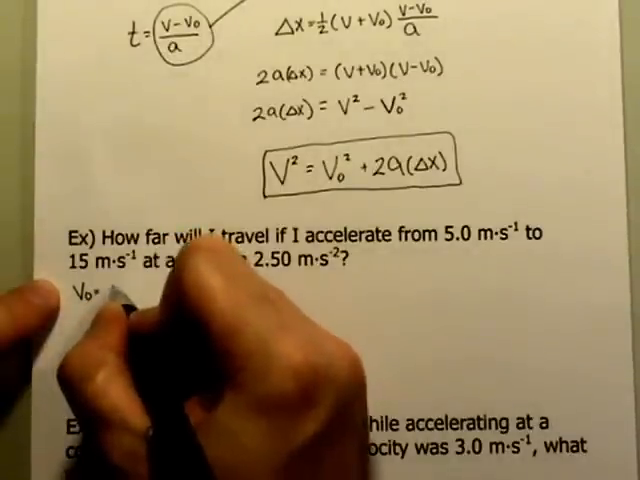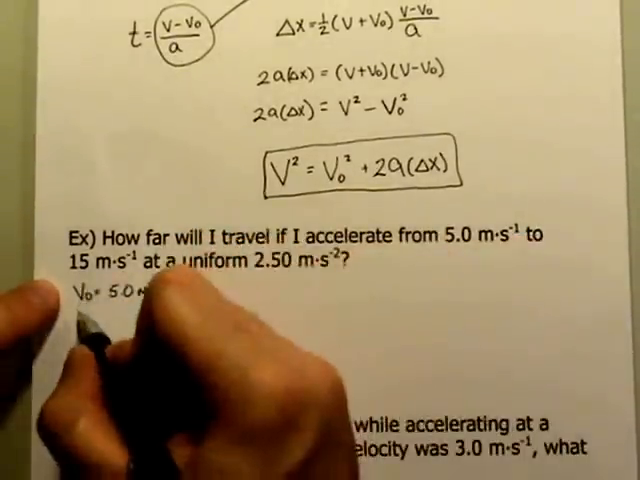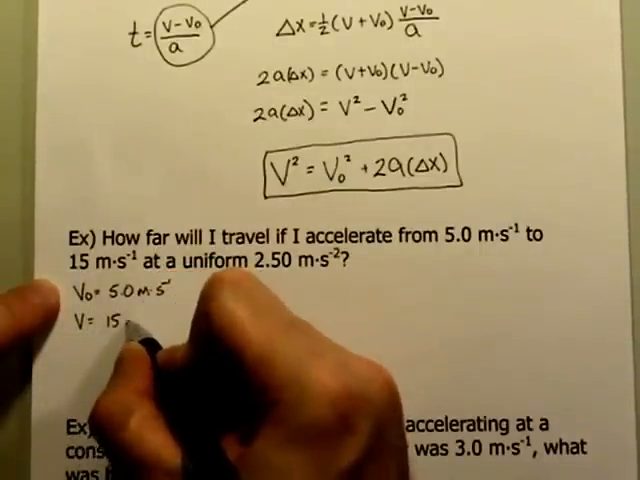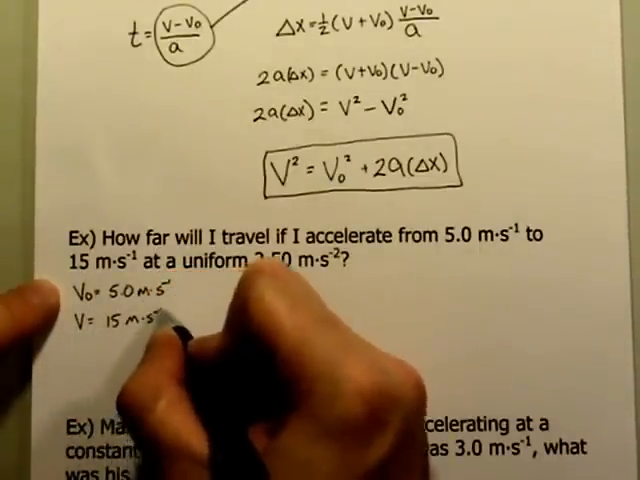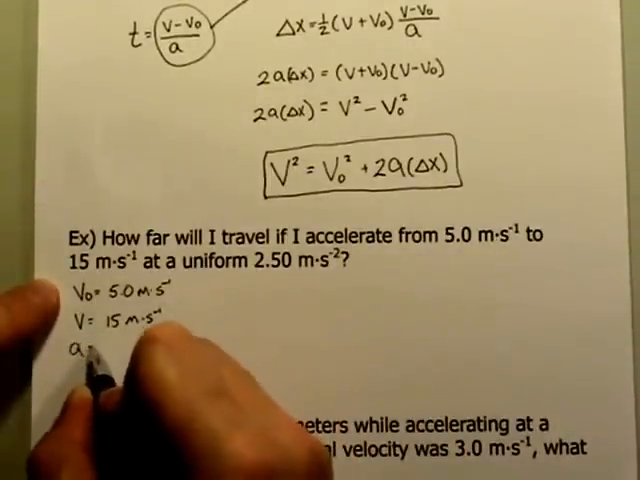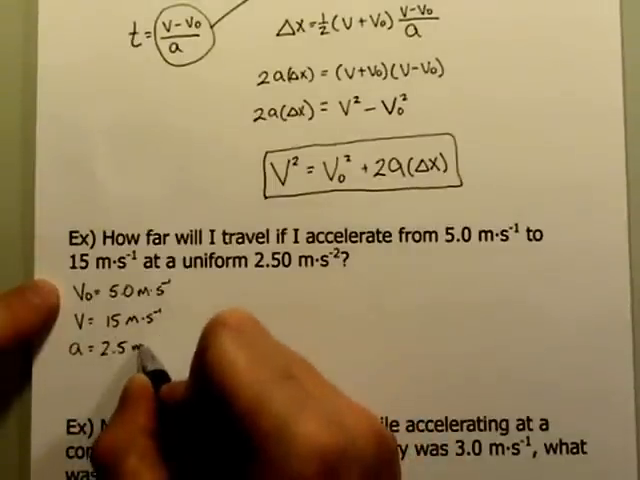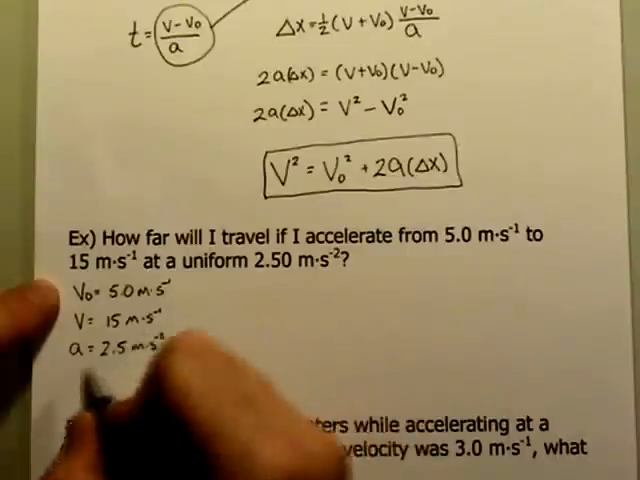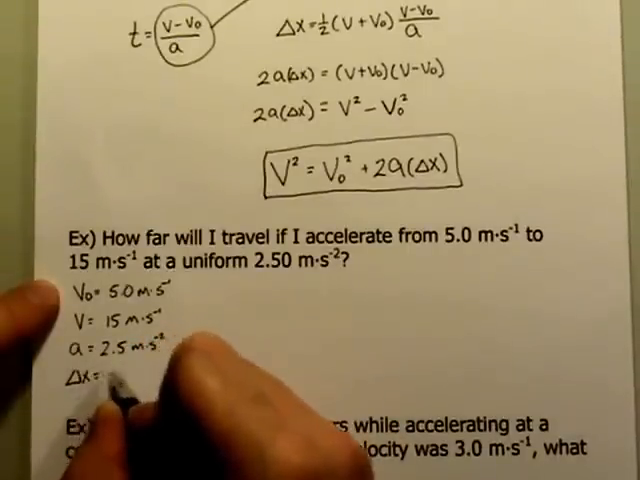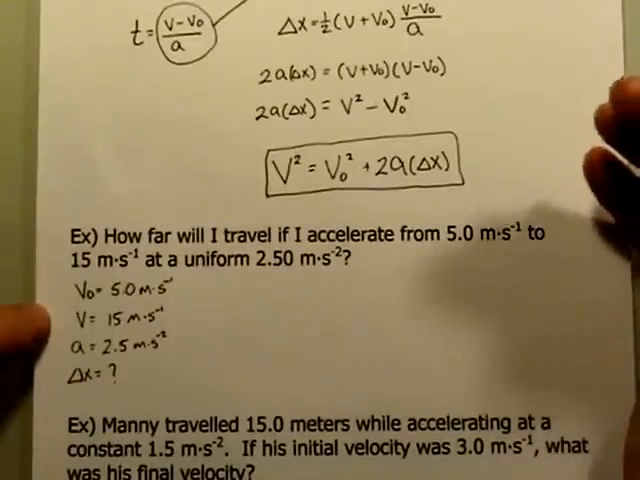V naught, 5.0 meters per second. The final velocity, 15 meters per second, and I did this at a uniform acceleration of 2.5 meters per second squared, and I am looking for delta x. I don't know the time, and I don't care about the time.